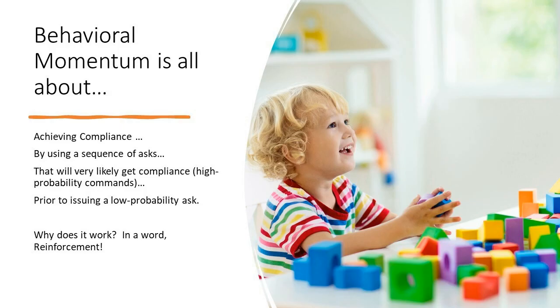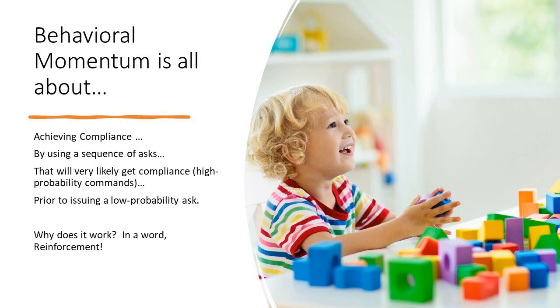Now, to break it down, what is behavioral momentum all about? It's all about achieving compliance. There's something we want the child to do, and more often it's something that they don't want to do. So we're looking for compliance where normally we would get non-compliance. How we achieve compliance through behavioral momentum is by using a sequence of asks. The sequence of asks are ones that they will very likely comply with. They're called high probability commands, meaning they're asks that the child would do normally. They would do it very willingly, and they have the ability to do it. So we do a sequence of asks before the ultimate ask of the low probability ask.